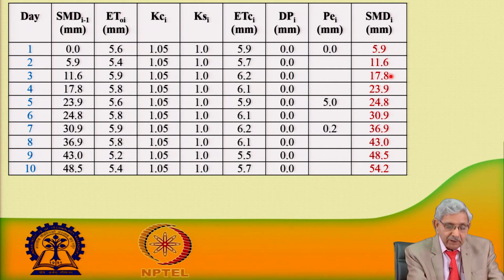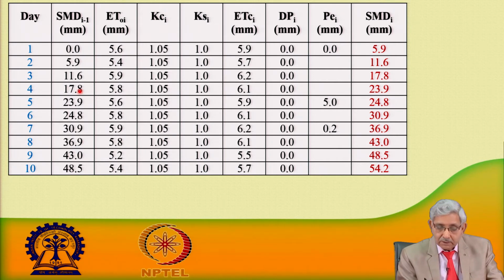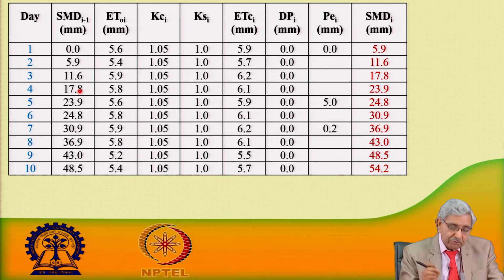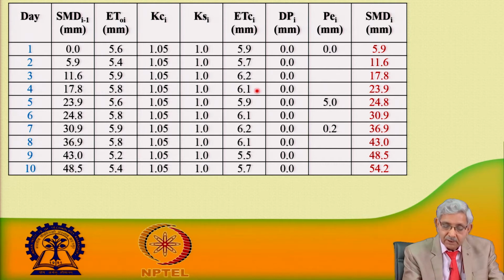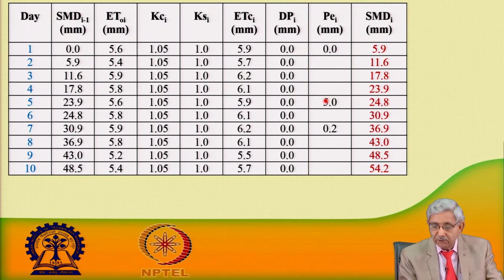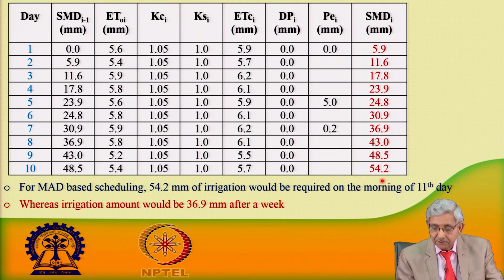Now, 17.8 becomes the depletion in the previous day, that becomes the initial value to start with. So, this value plus this value will give the new value like this, and then it will be subtracted in the next step when you are doing it. So, you are doing this calculation and then subtracting, and like this these values are estimated for all the 10 days.